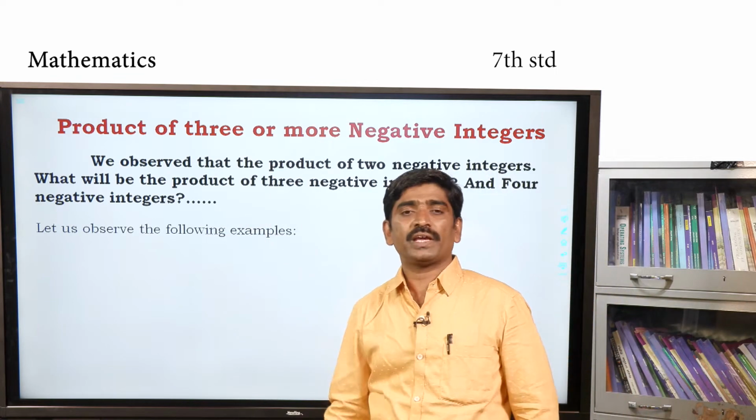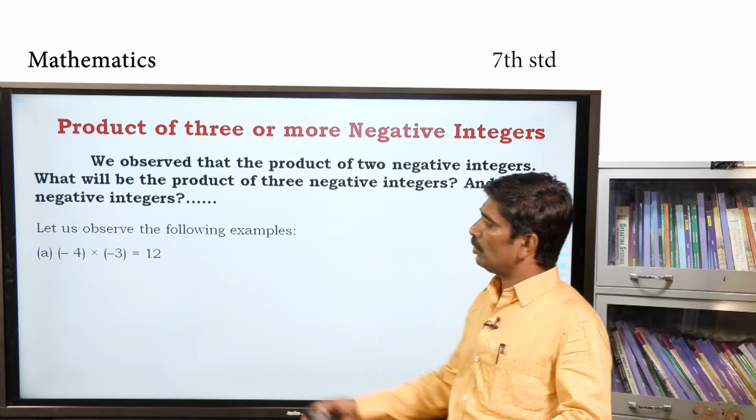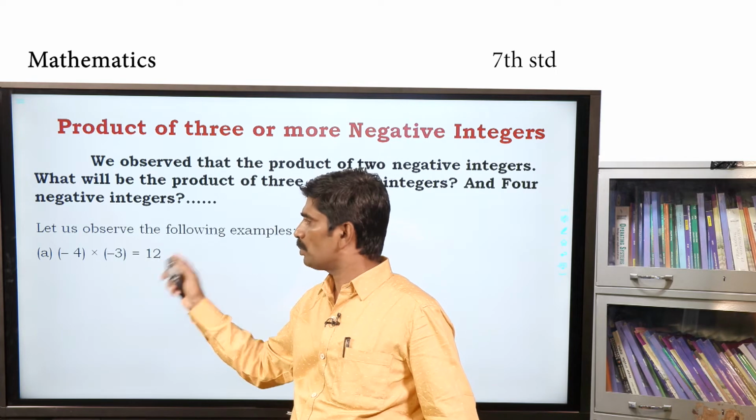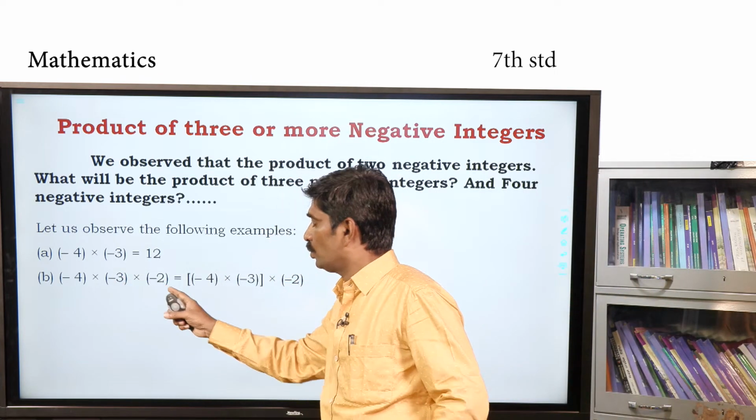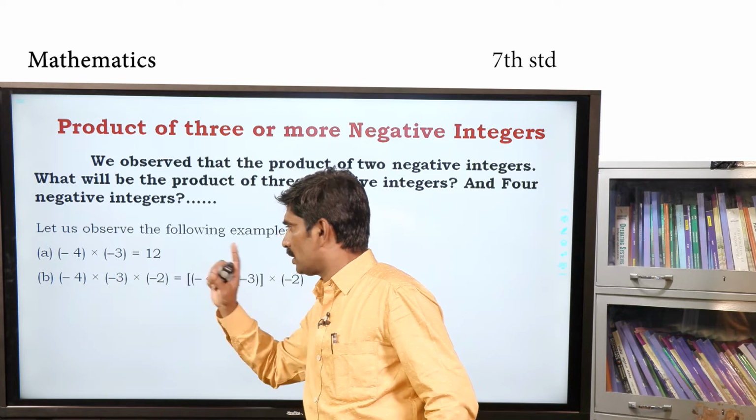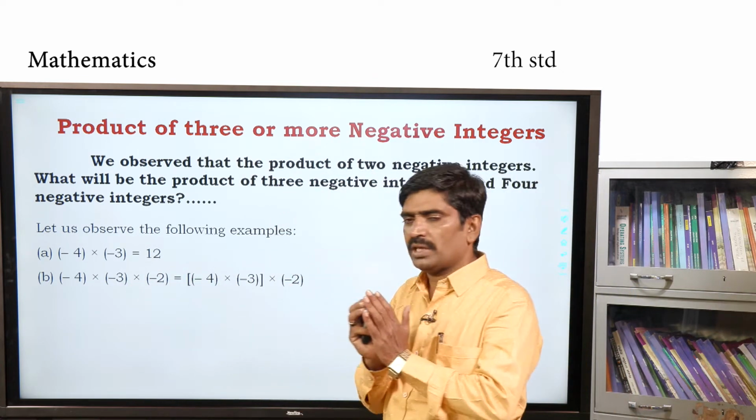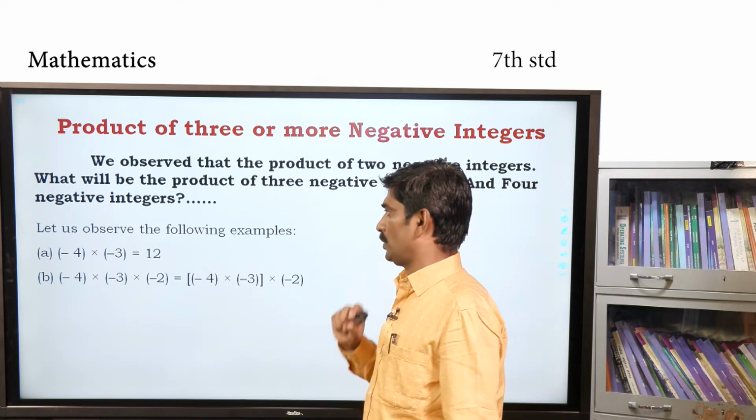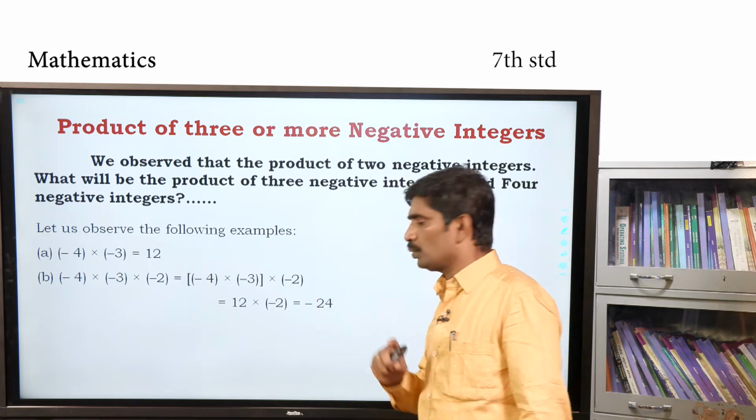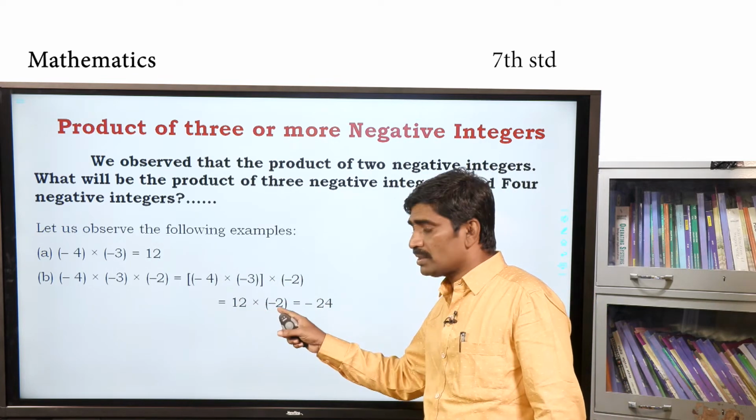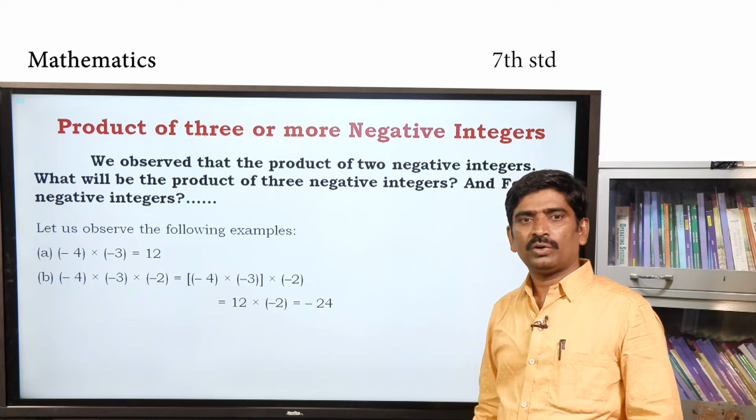Let us observe the following examples: minus 4 into minus 3 is plus 12. We know that when two negative integers are multiplied, we get a positive. Then we take three negative integers: minus 4, minus 3, minus 2. We group them first: minus 3 and minus 4 are grouped, that means first we multiply minus 3 and minus 4, and afterwards minus 2. Minus into minus is plus, 4 threes are 12, then into minus 2, that is positive into negative, which we already did. Plus into minus means minus, 12 twos are 24.